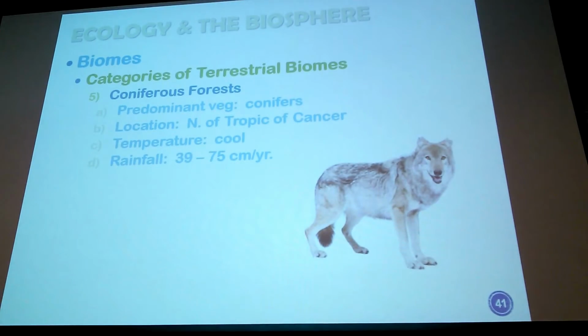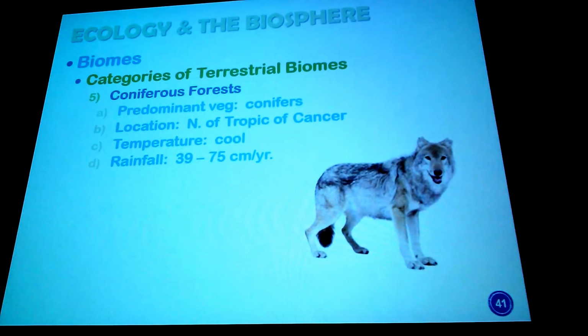Professor, during the test, will you stress that north of Cancer thing? That won't be the only thing I stress. I'll give you all the characteristics. Like what biome would consist largely of conifers, north of the Tropic of Cancer, tends to have cooler temperatures and a rainfall of 39 to 75 centimeters per year. You have to tell me which one it is. It wouldn't be like north, south, east, west. I'm not going to say anything more than what I give you.